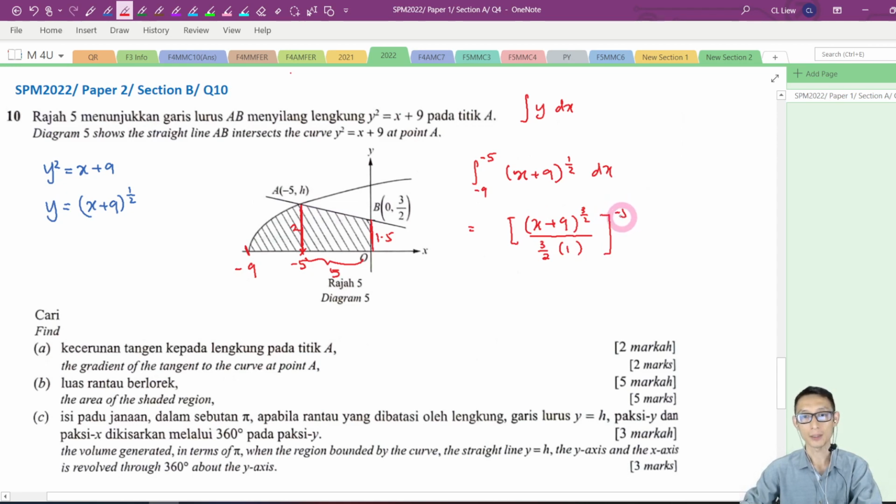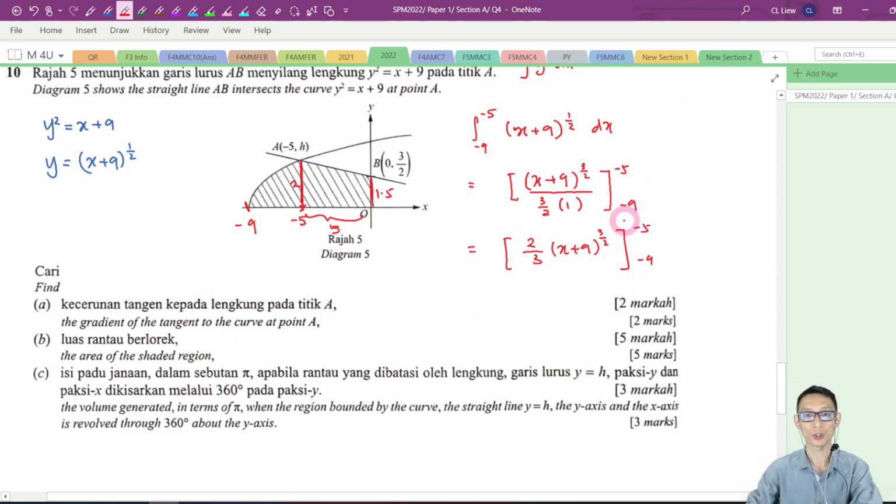Okay, upper limit, lower limit. So I'm going to change the way of writing this. Over 3 over 2, it means times 2 over 3, right? 2 over 3. Okay, so now I'm going to substitute the upper limit and lower limit to help me to get the area here. Okay, let me write over here.